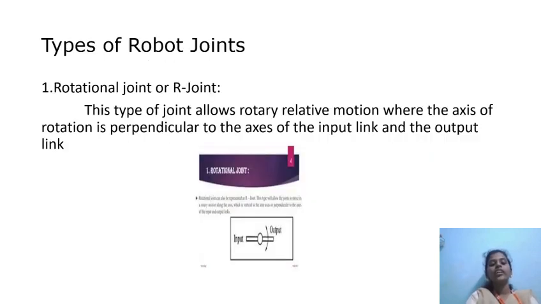Then there are different types of robot joints. They are rotational joint, orthogonal joint, linear joint, revolving joint. First of all, what is rotational joint or R joint? This type of joint allows rotatory relative motion where the axis of rotation is perpendicular to the axis of the input link and the output link. Here, the input and output are straight and the rotational joint is perpendicular to it.